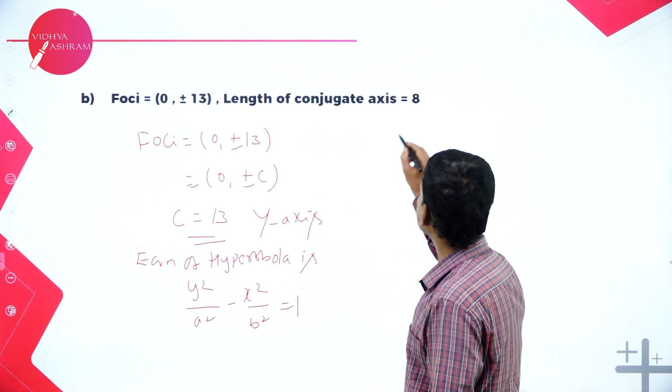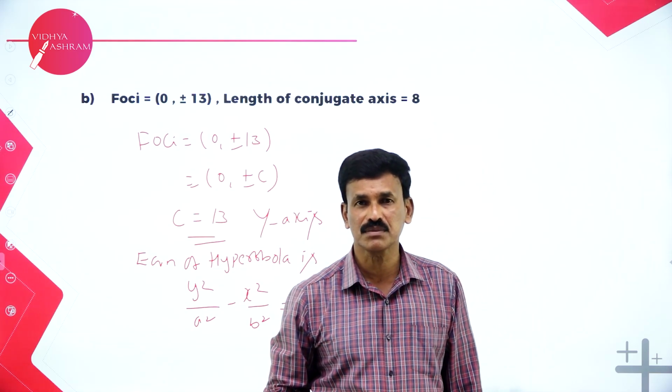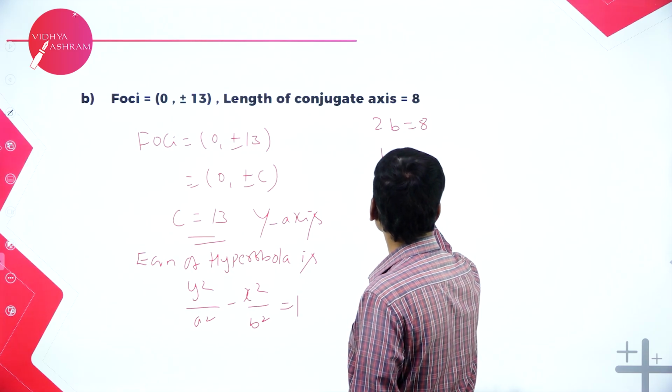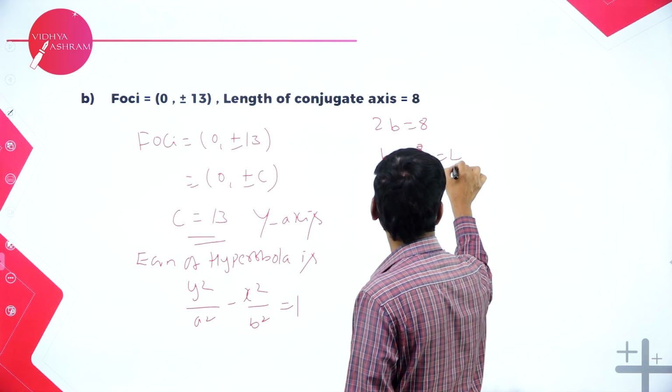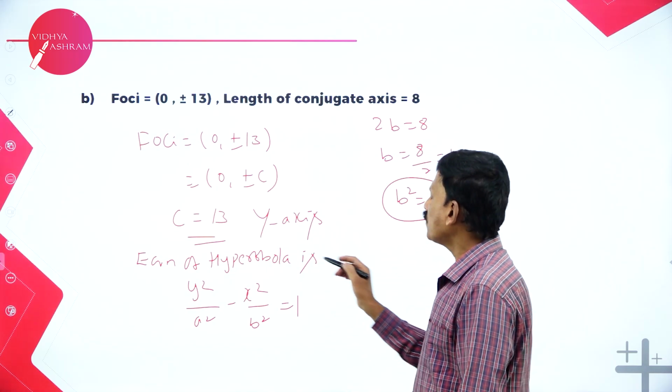And what is given? Length of conjugate axis is given. That's equal to 8. Length of conjugate axis means, so conjugate axis is 2b. 2b is equal to 8. Therefore, b is equal to 8 by 2 is equal to 4. So, b square is equal to 16. So, find out a square.